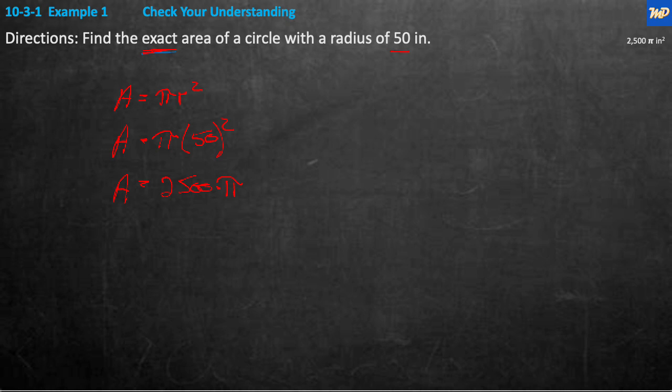2,500 pi. I switched the two of them on you, by the way. And we can't forget this, inches. Inches square. So this is the exact area of a circle with a radius of 50 inches. 2,500 pi inches square. Okay?